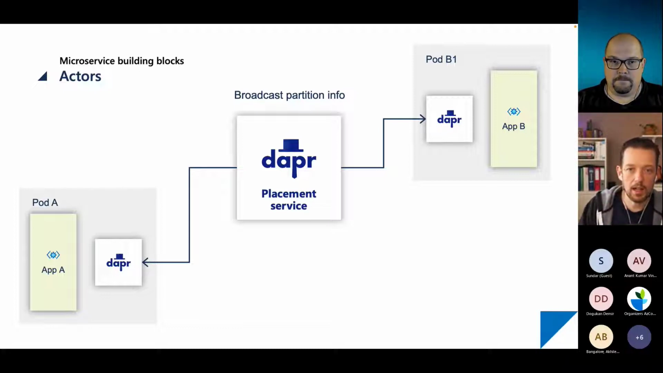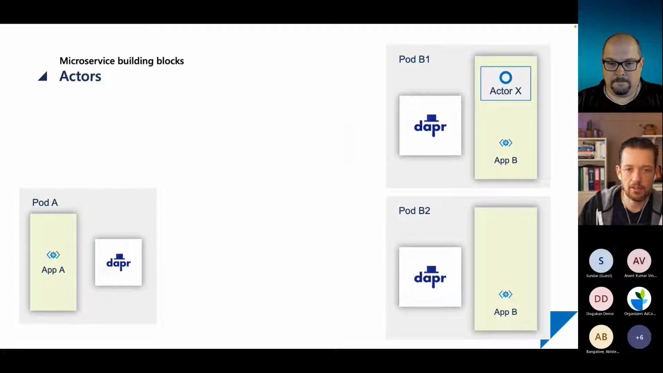So let's look at an example of calling an actor instance, because we will get into the life cycle of an actor, and that's also important for how many actors are there at a certain moment in time. So let's say we've got this application A that wants to call an actor that's part of application B. Now application B is scaled out to 2 instances, so there are 2 pods. And in the first pod, there's an active actor instance called X. And all these applications have received the updated partitioning information from the Dapr placement service.